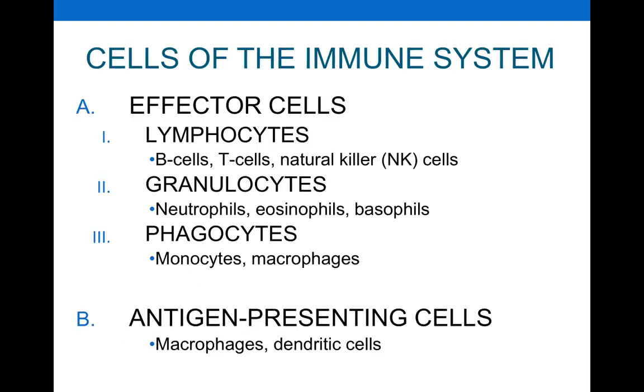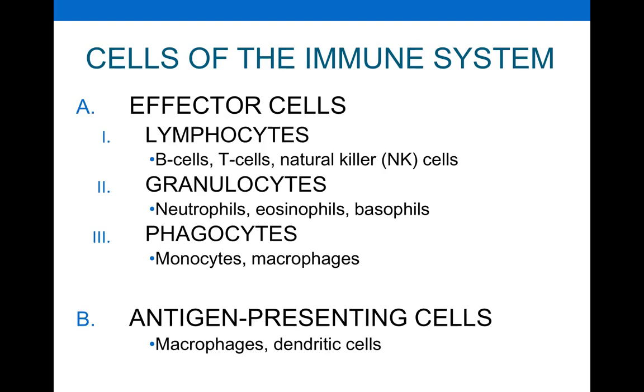All right, these are the cells of the immune system. We have the effector cells and antigen-presenting cells. First, we have the effector cells. They are divided into lymphocytes, granulocytes, and phagocytes. And the antigen-presenting cells are just macrophages and dendritic cells. These cells will be discussed in detail after this slide.